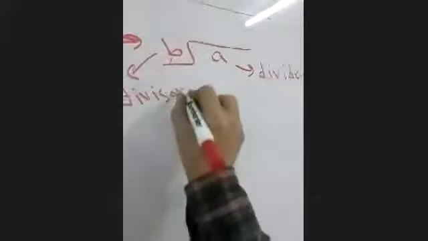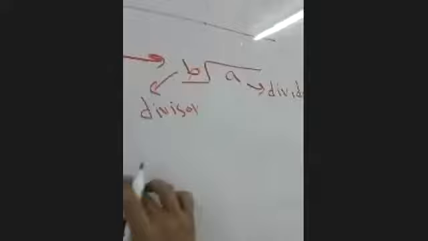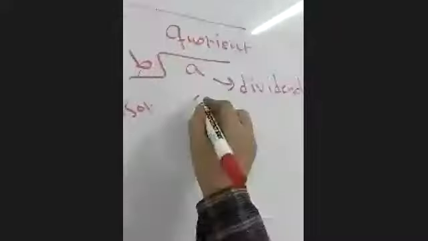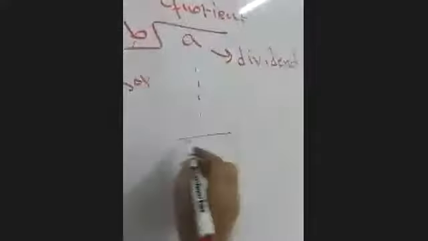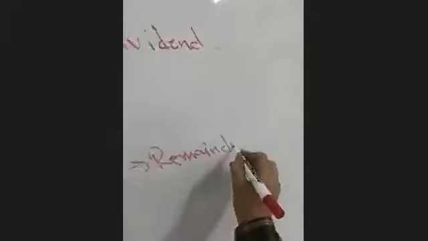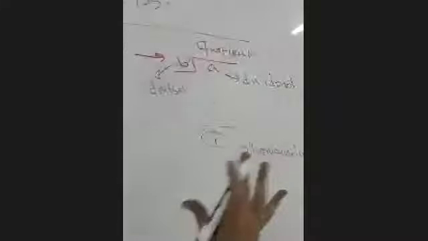What we call the A, guys, we call it the dividend. And the B, the divisor. And here we call it the quotient. And after we finish, the last number down here, we call it the remainder. Sometimes we don't have a remainder. Sometimes we continue with decimals. So we'll take examples about these things.